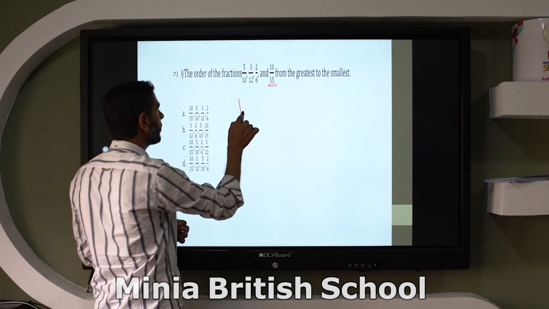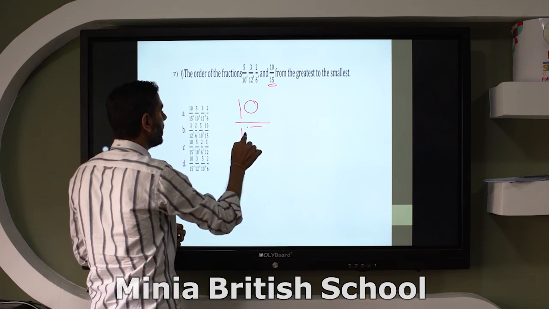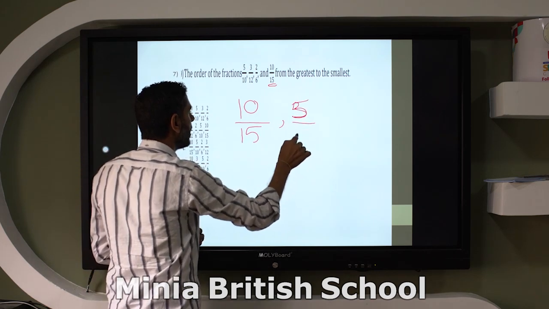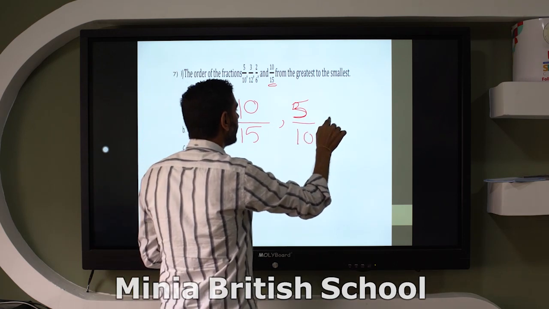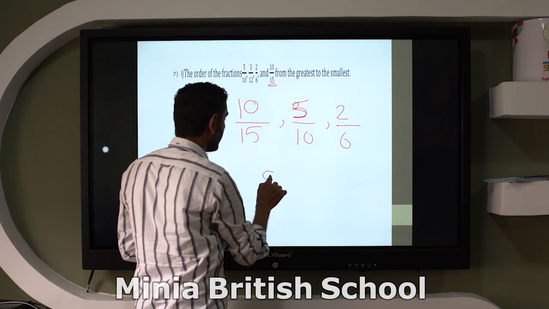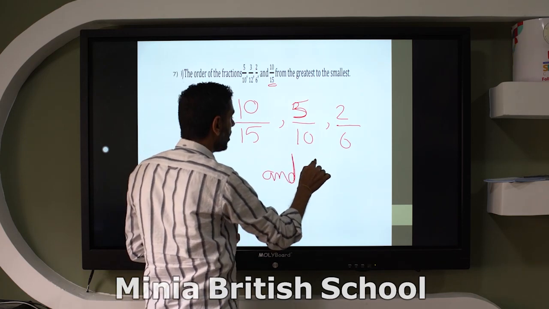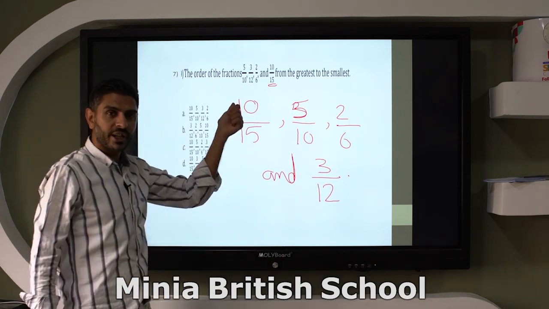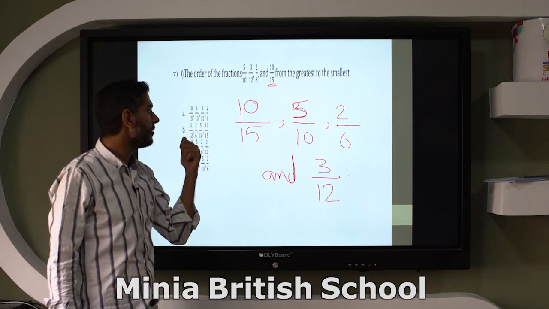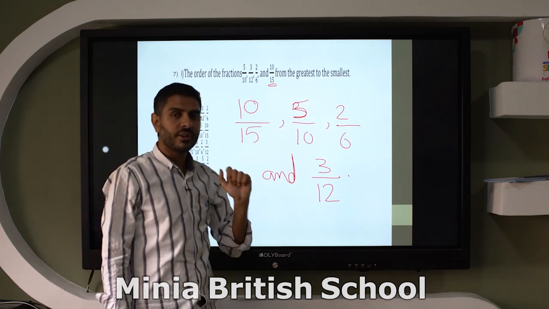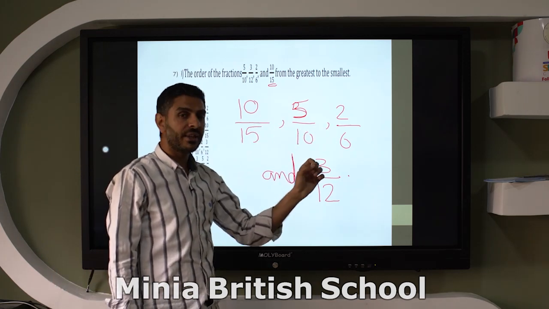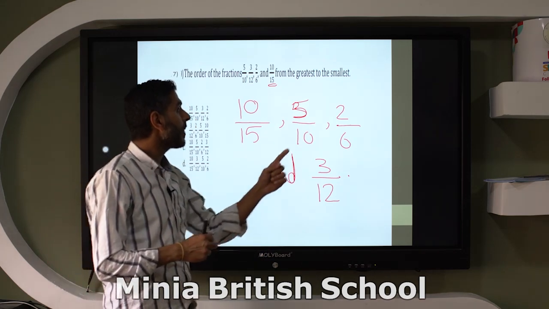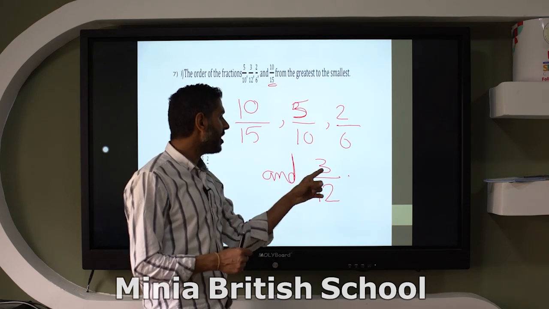So the order, 10 over 15, then 5 over 10, 2 over 6, and 3 over 12. It's the answer. Again, 10 over 15 is more than half. 5 over 10 equals half. 2 over 6 and 3 over 12 are both less than half. But 2 over 6 is more than 3 over 12.